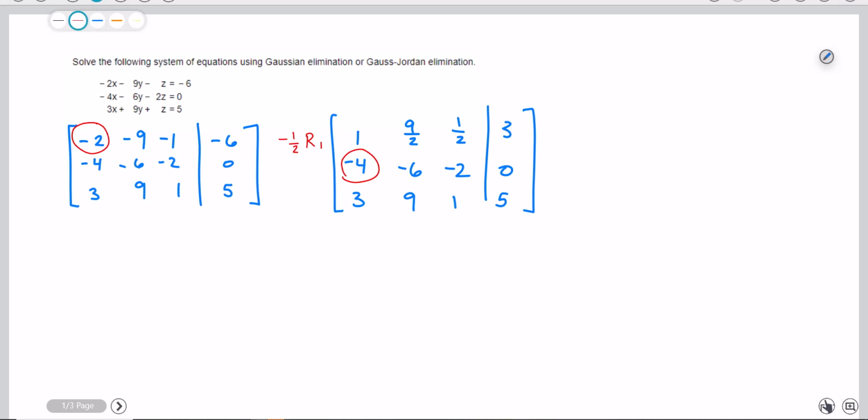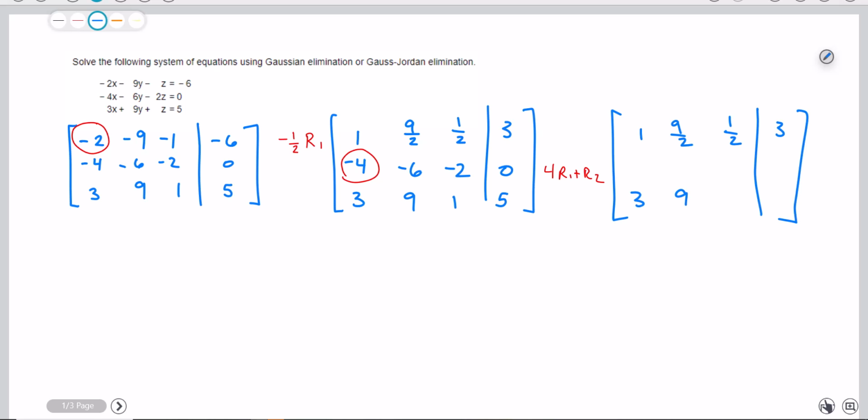All right, so now the next thing we want to do is turn this negative 4 into a 0, and we could do that by taking 4 times row 1 plus row 2. So remember, these other rows don't change. I'm only changing this second row. So 3, 9, 1, 5. And so I'm taking 4 times row 1. So I'm going to go ahead and write those up here.